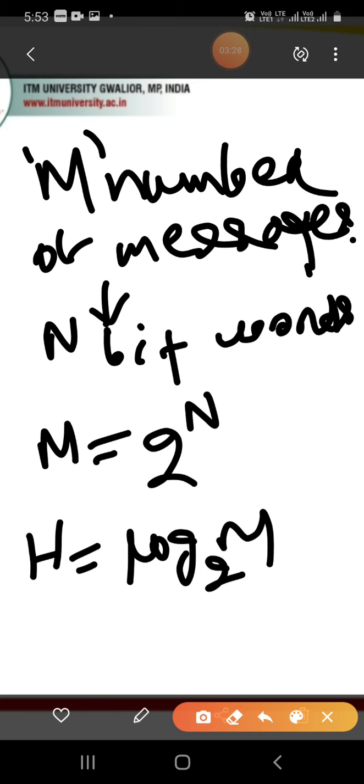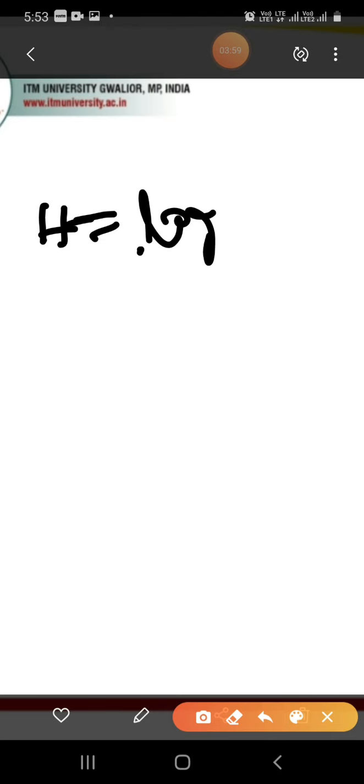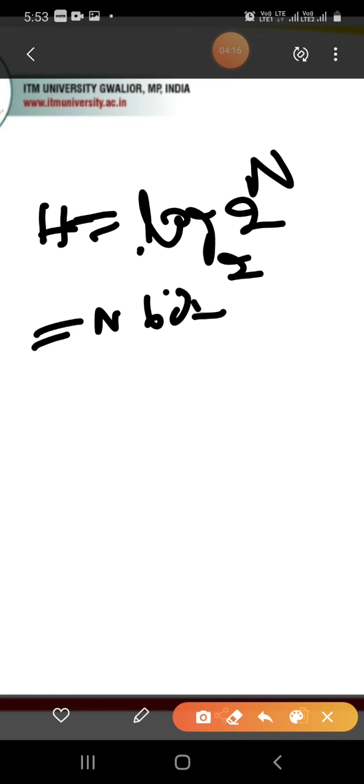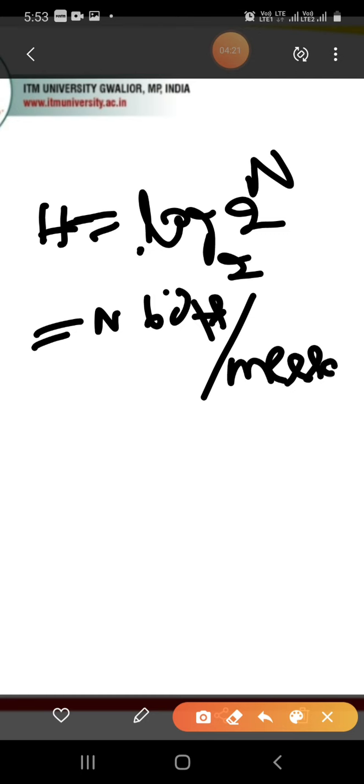Now substitute M is equal to 2 to the power n in the equation of H. In the place of M, I write 2 to the power n, so H is equal to log 2 of 2 to the power n, which will be equal to n bits per message.